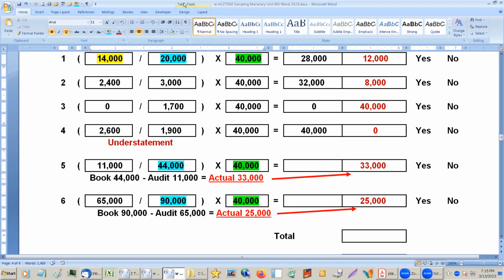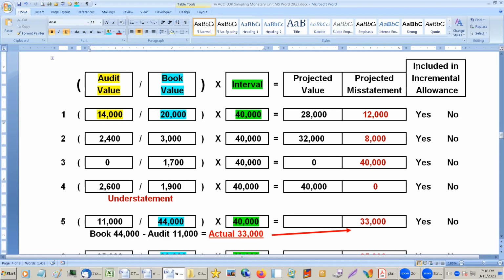Okay, now incremental allowance. Incremental allowance is when more bad things could happen in that interval. So for instance, let's take the first one, $20,000 of the book value. So there's another 20,000 still sitting in that interval. So could things be worse in that interval? Yeah. So it'll be included in the incremental allowance.